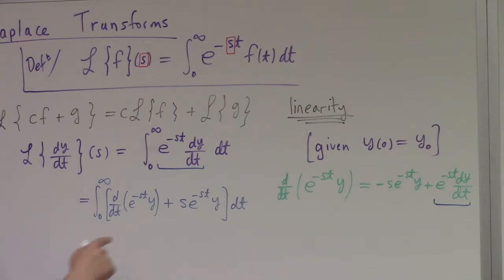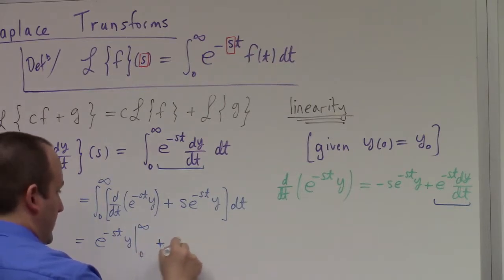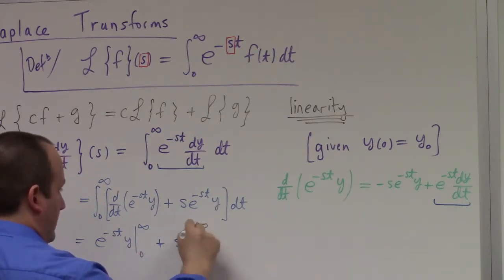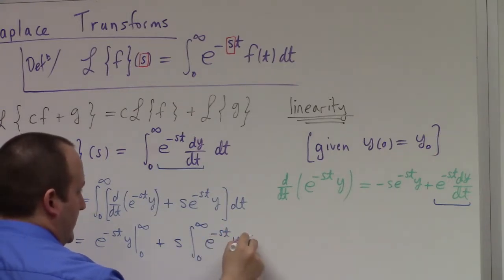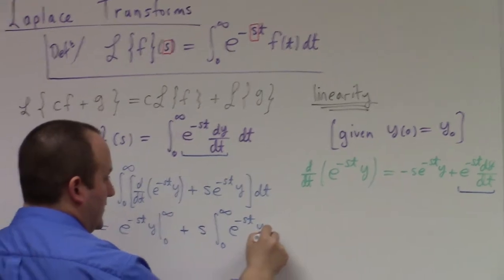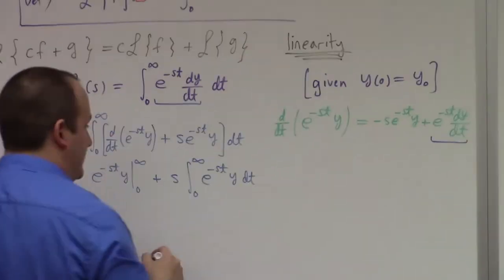And now, this is the integral of a total derivative. So by the total change theorem, that's just e to the minus st y evaluated from 0 to infinity. And then plus, I can pull the s out, the integral from 0 to infinity of e to the minus st times y. The reason I can pull the s out is because this is an integral over dt. The s is just a constant here.